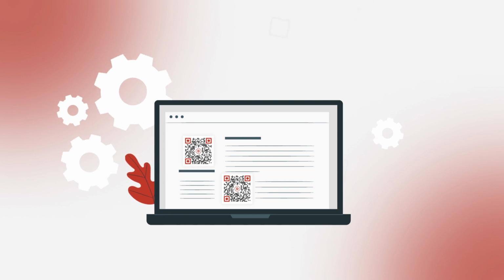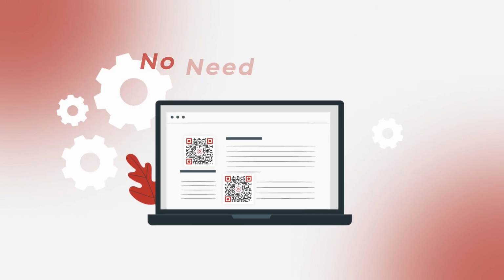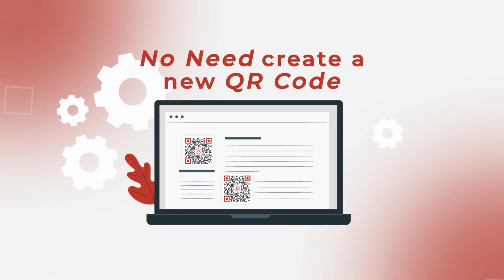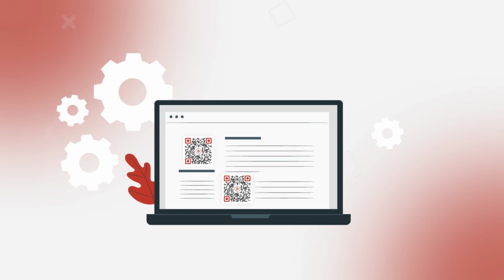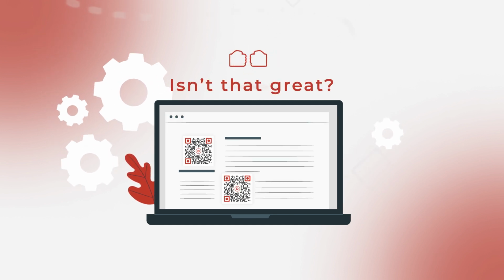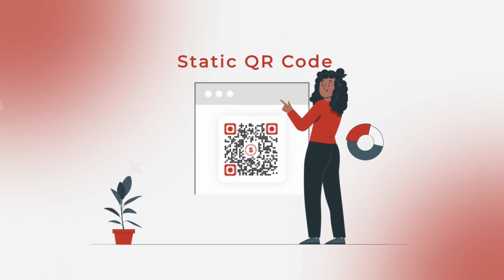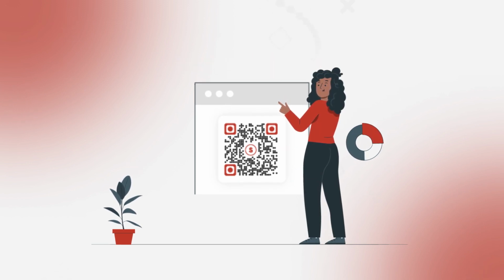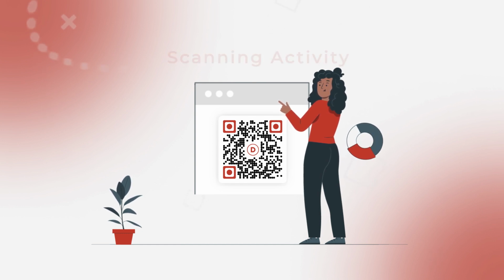On the other hand, a dynamic QR code can be edited anytime you want. No need to create a new QR code. After you update the changes, the same old QR code starts showing the updated data. Isn't that great? In addition, you can't track the performance of a static QR code. However, you can track the scanning activity of a dynamic QR code quite well.